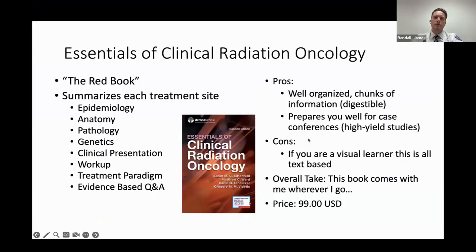And so the last one that I'm going to talk about today is The Essentials of Clinical Radiation Oncology. By now, you've probably already heard of this book, often colloquially referred to as the Red Book. This is a great reference book that covers pretty much every topic from benign disease to all the different malignancies. And it covers it very succinctly, exactly what you need to know across the different treatment sites.